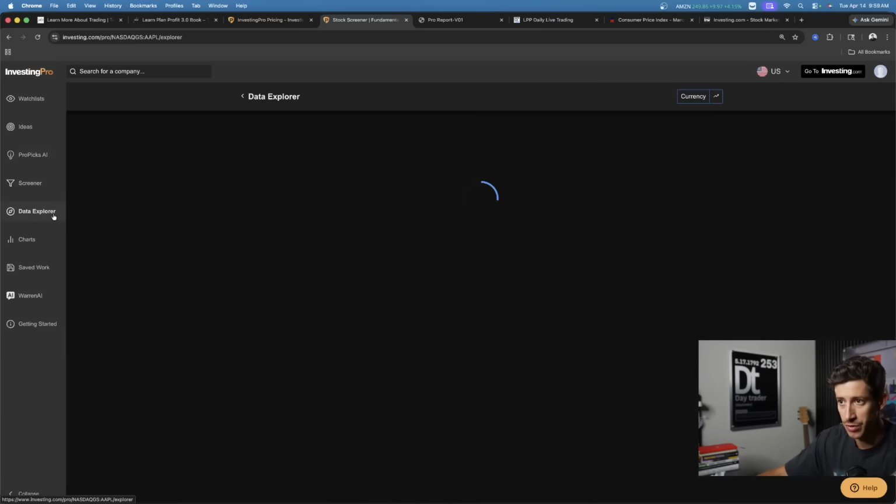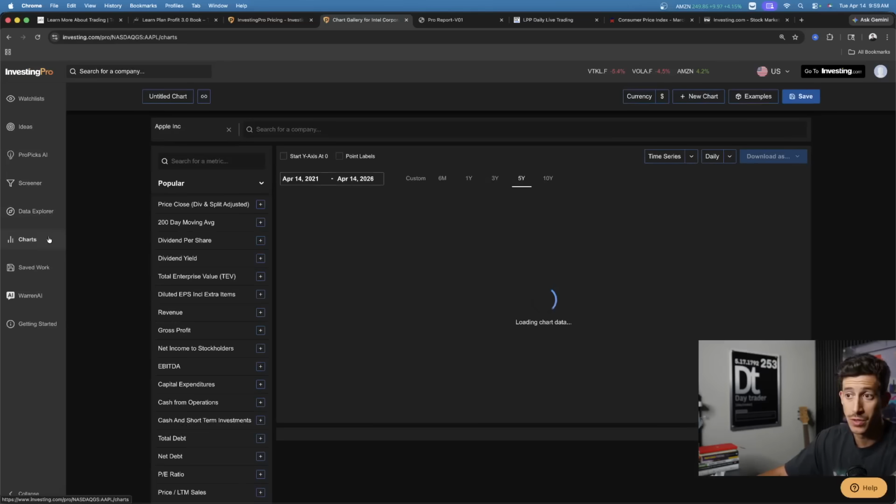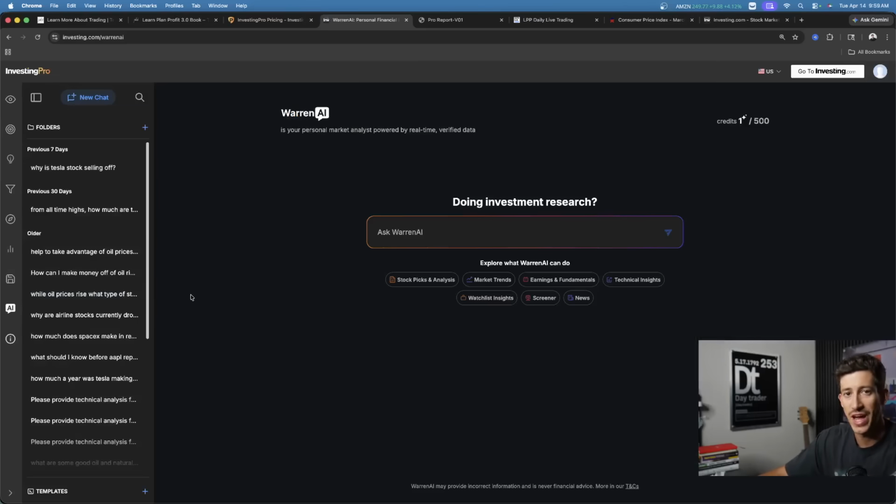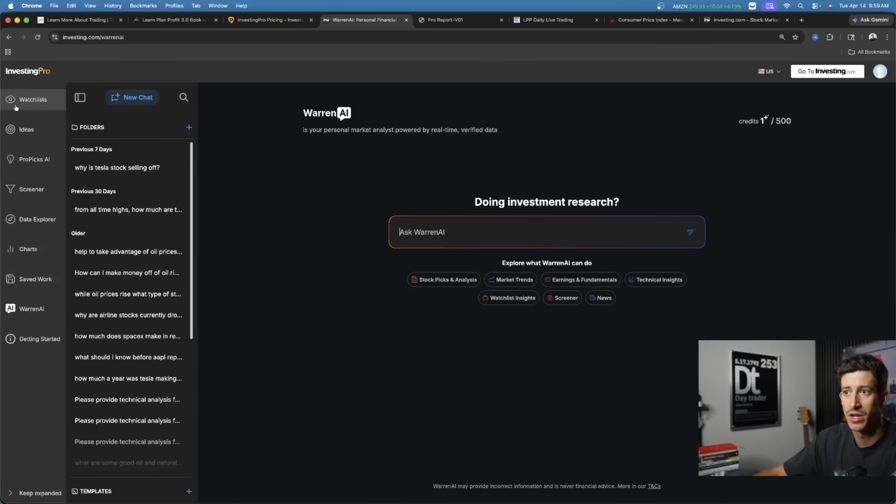You can use it for screeners, you can use it for data explorers, you can use it for charts, and then like I said, the Warren AI, which is the feature that allows you to use it like Chat GPT, but more tailored to investors. This is what Investing Pro is.